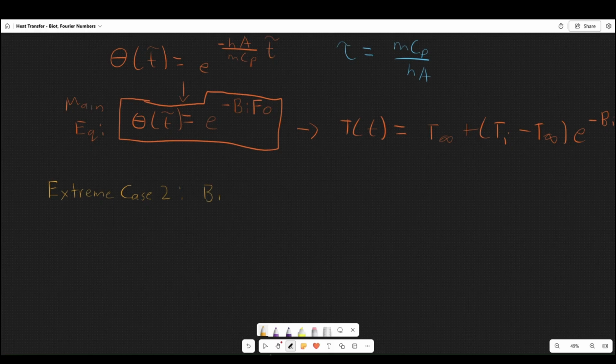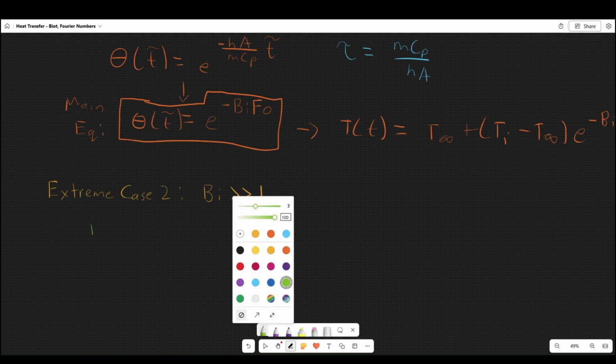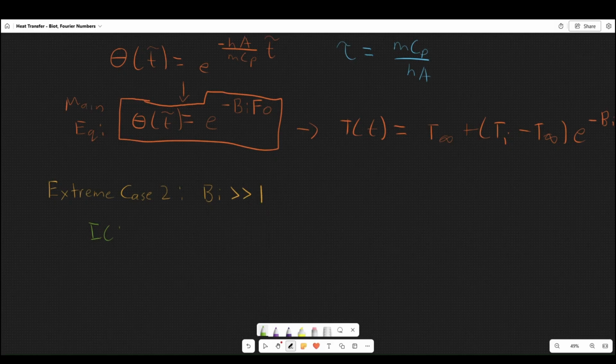The Biot number is really, really large, so let's say that it's more than 1. In this case, you still have the initial conditions. If I was to write the initial conditions, we'll give it for a sphere, just to give you a combination of both.